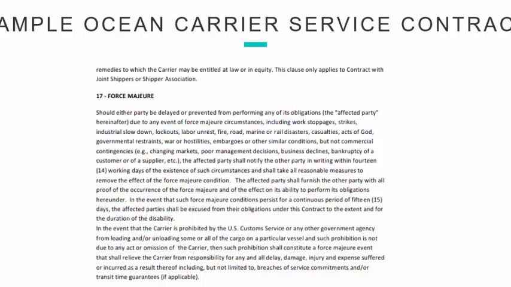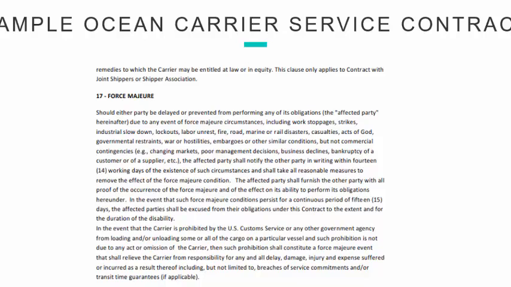And really, force majeure, when enacted, removes the liability from one or both of the parties from performing their contractual obligations. However, the parties shall take all reasonable measures to remove the effect of the force majeure condition.